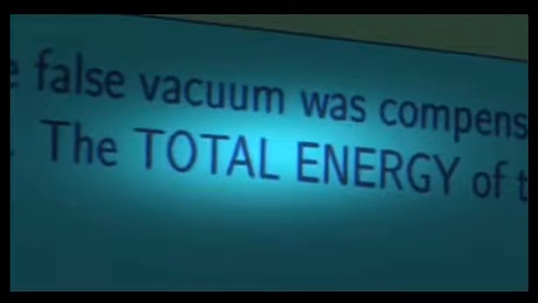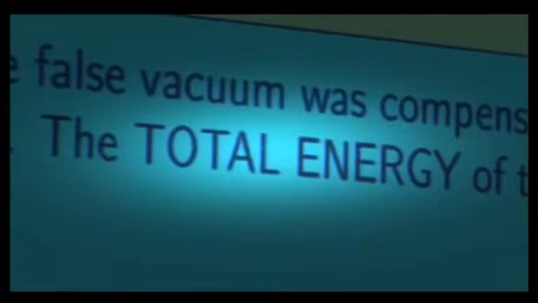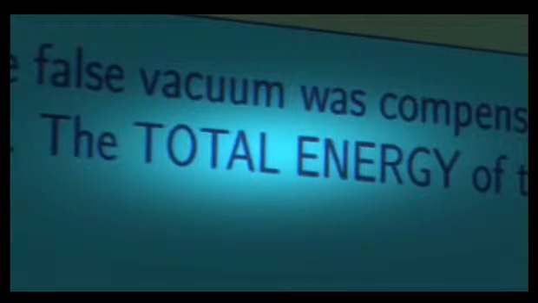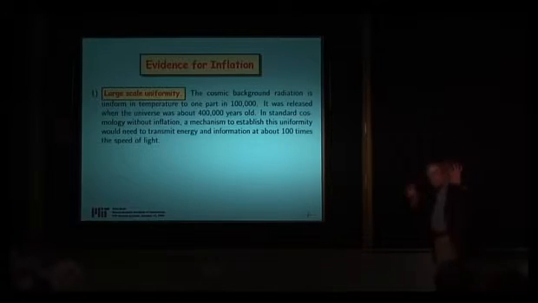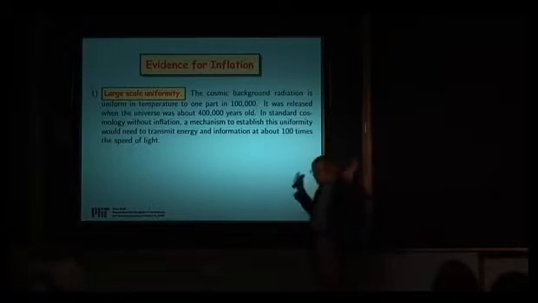So the positive energy of the false vacuum was compensated by the negative energy of gravity. And the total energy of the universe may very well be zero. And false vacuum just means this repulsive gravity, negative pressure material that we've been talking about. OK, so that describes the mechanism of inflation. I think I'm done describing everything I want to describe about the mechanism of inflation.